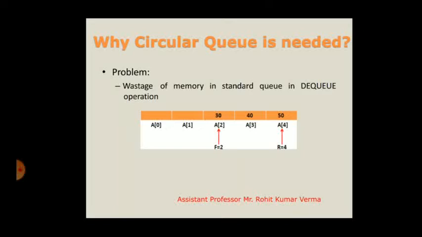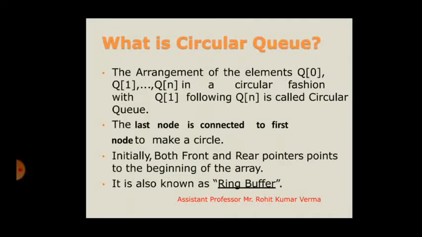Okay, now our front and rear pointer is at the fourth location, and if I want to insert an element into the queue, it is not possible. Why is it not possible? Because at our last position we have an element. It will always produce an overflow condition, but we can see our previous locations are empty. Due to this wastage of memory, we are using the concept of a circular queue, where the last position is connected to the first position.